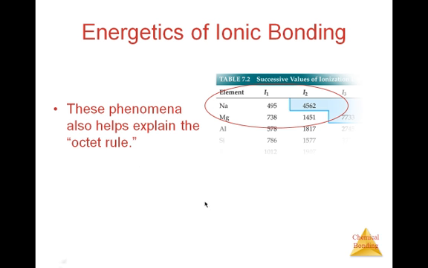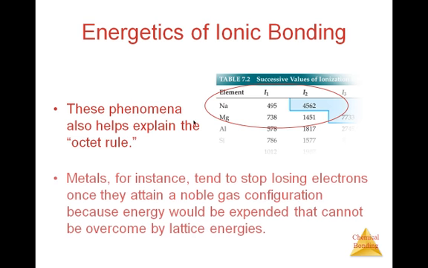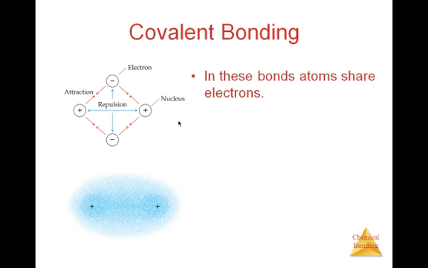Moving on. This also explains the phenomenon called the octet rule. The octet rule is essentially that metals tend to stop losing electrons once they get that noble gas electron configuration, which is why in your first year chemistry course your chemistry teacher always said they want to look like noble gases. Well, they don't want to look like a noble gas. It's just energy favorable for them to look like a noble gas. That's the big difference.